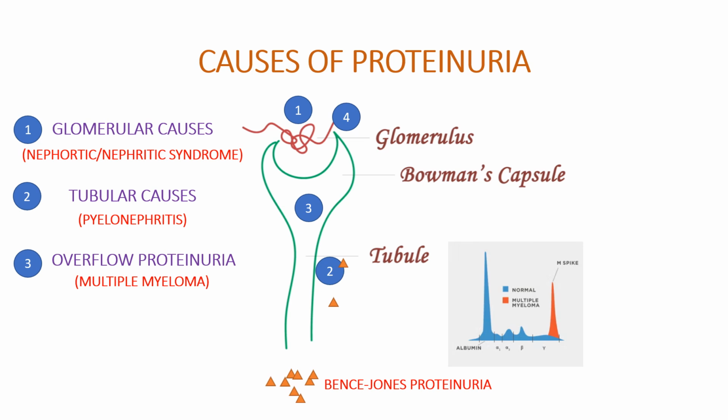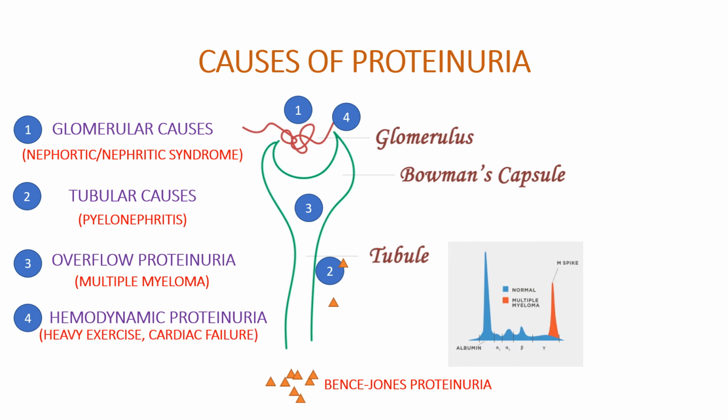So there is one more cause, that is 4. I have also kept this 4 near the glomerulus because there is one transient cause of proteinuria called hemodynamic proteinuria. So you know that the glomerulus has two things. It has an afferent arteriole and an efferent arteriole. So if some pressure changes on this side and that side, sometimes it can cause more filtration, and as a result, some people can get some amount of proteinuria.